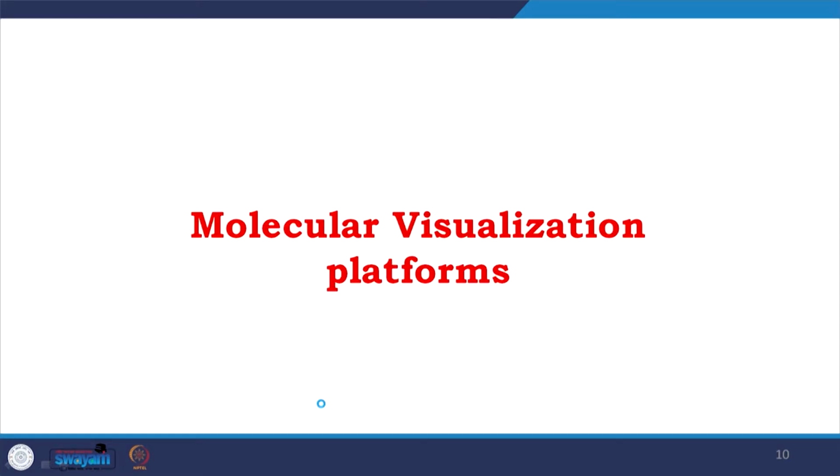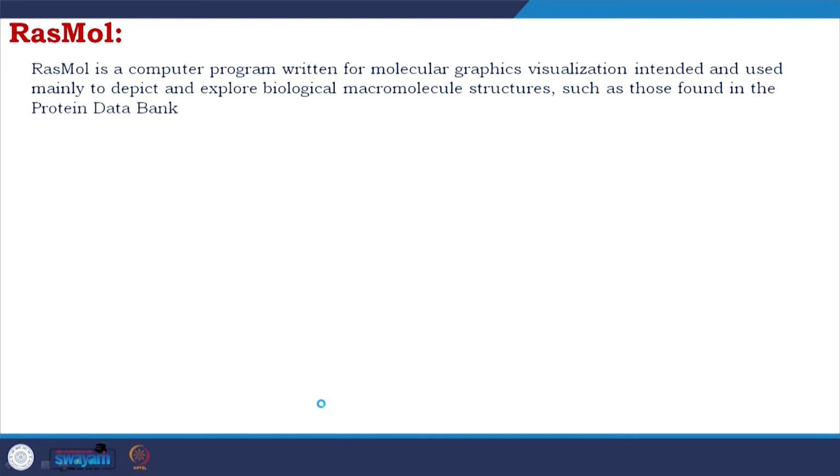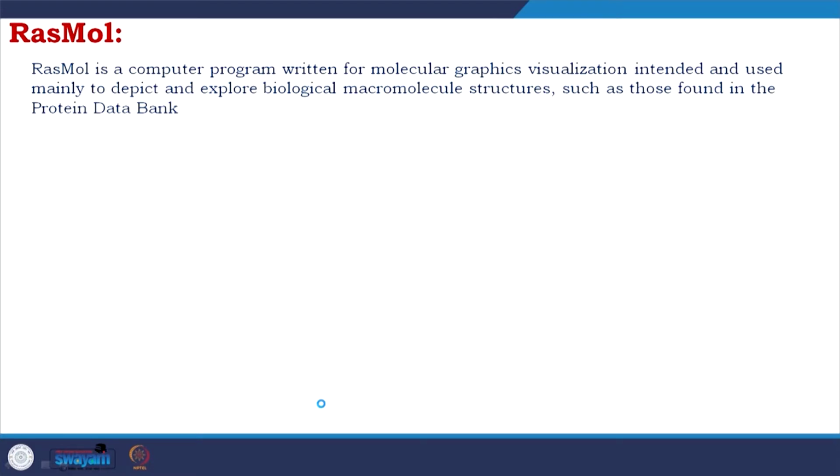Coming to molecular visualization platforms, as I talked about, RasMol, I have already talked about RasMol in the history part. RasMol is a part of history because the first time people started making beautiful figures, it came to common people through the innovation of RasMol by Roger Sayle. So, RasMol is a computer program written for molecular graphics visualization, intended and used mainly to depict and explore biological macromolecular structures such as those found in the Protein Data Bank, PDB. It was originally developed by Roger Sayle in the early 1990s.